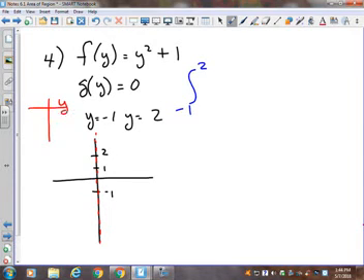This table is going to have -1, 0, 1, and 2 in the y column, which is what's weird about this. I've got to calculate my x's. So I just plug each one of those into the function. -1 squared plus 1 is going to be 2. If I plug in 0, I'm going to get 1. If I plug in 1, I'm going to get 2. And if I plug in 2, 2 squared plus 1 is 5.